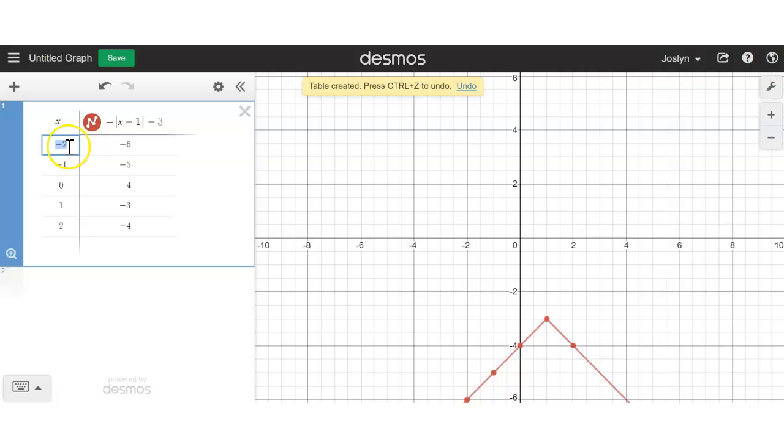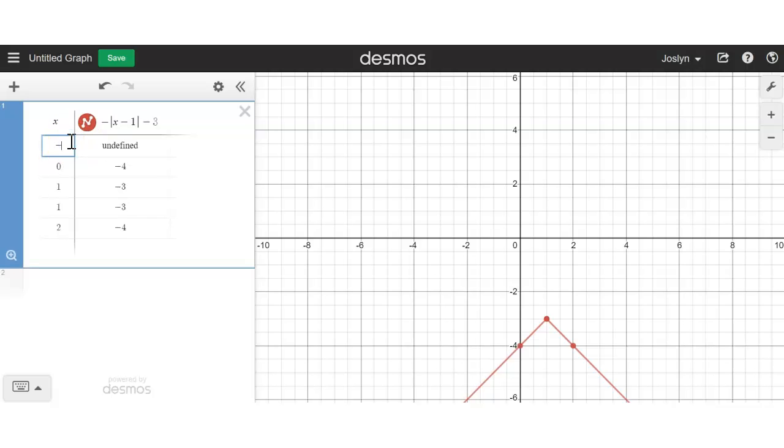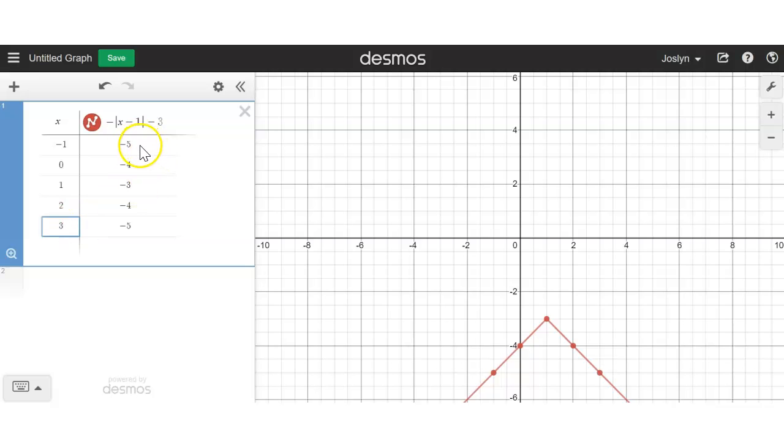And here is our table. Notice that in our notes, we have our vertex in the middle, and our vertex was 1, negative 3. So I'm going to change the middle to 1, and then automatically the y updates to negative 3. Above it, we had our 0, so let's change it to 0, and we have negative 1. And then below our vertex, we have the number 2, and we have the number 3. So these are our outputs: negative 5, negative 4, negative 3, negative 4, and negative 5.